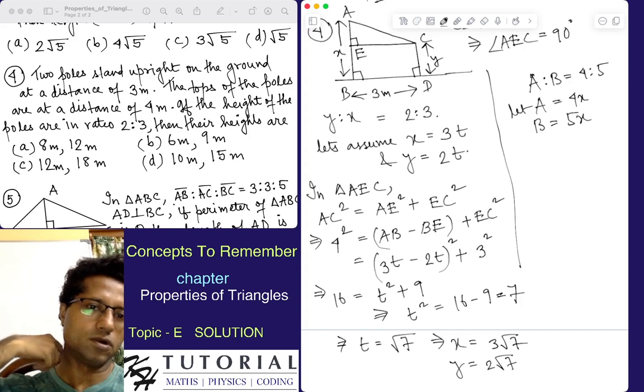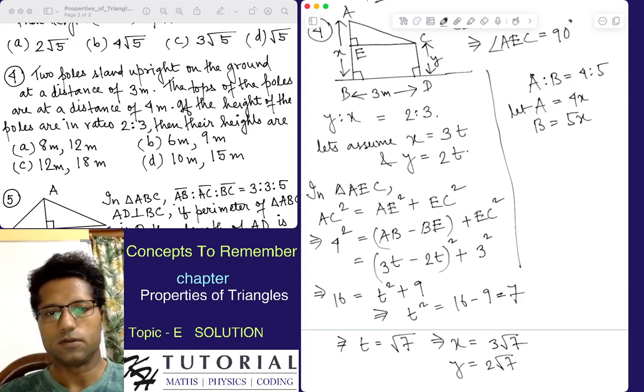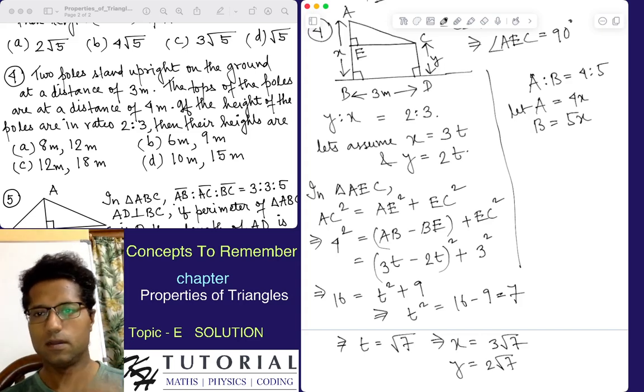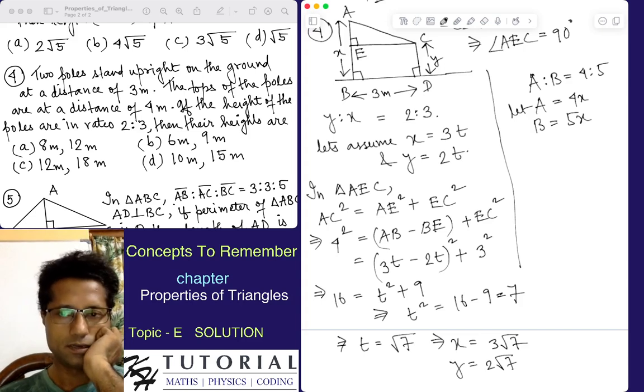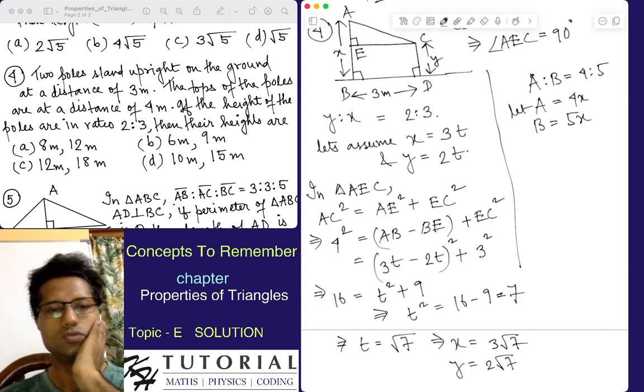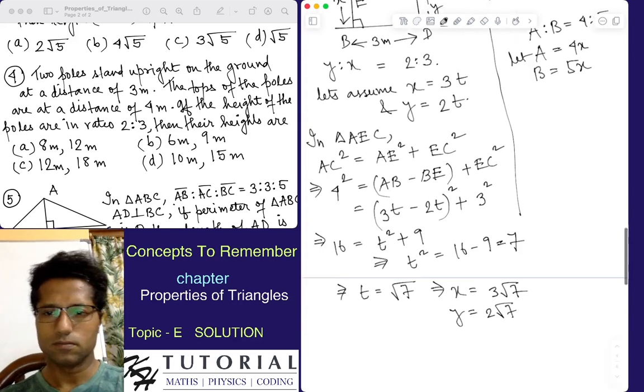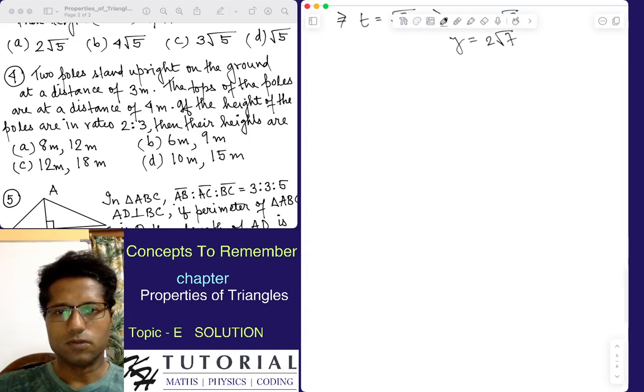So I think the options are not correctly given. Either the options are not correctly given or the data in the problem is not correctly given. As per the data, we are having the height of the poles as 3 root 7 and 2 root 7. Okay, I will come to this problem later on. Let's move on to the next problem.